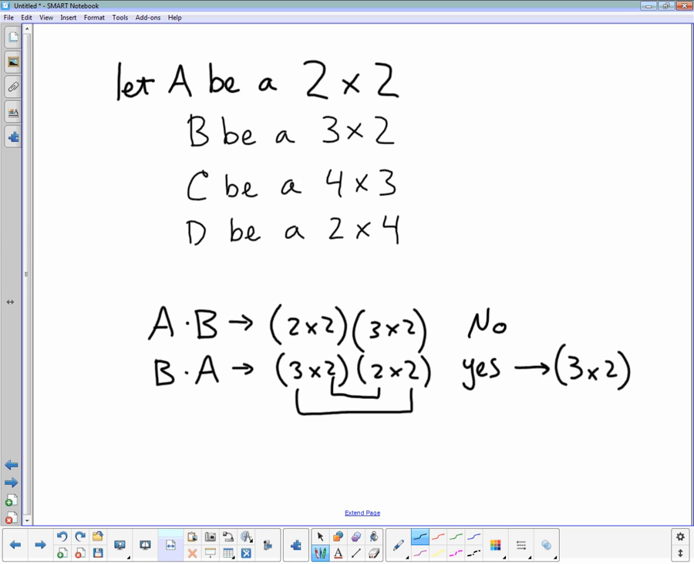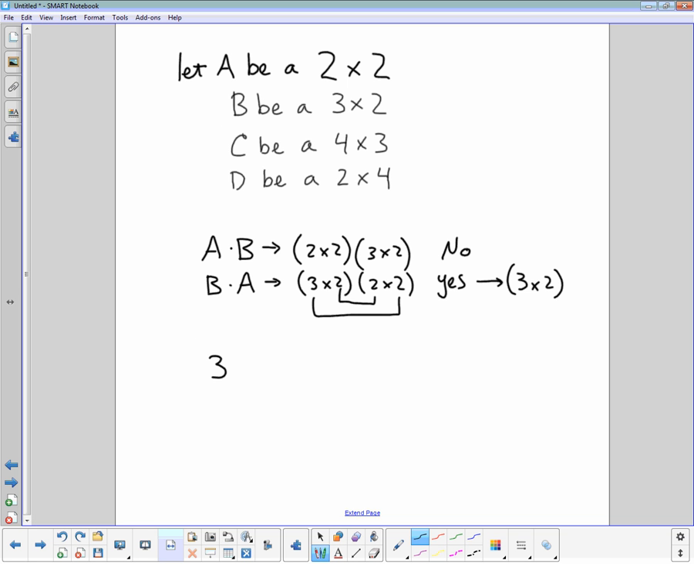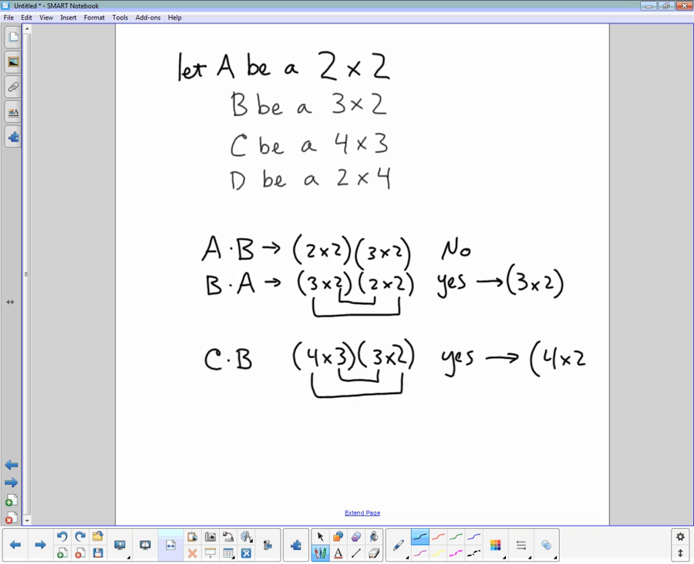Sorry. What other things might multiply? C times B would work. Oh, excuse me. C times B flies. And there you're making a 4 by 3 times a 3 by 2, which would yield a 4 by 2. Okay? What other things could fly? D could multiply to C.